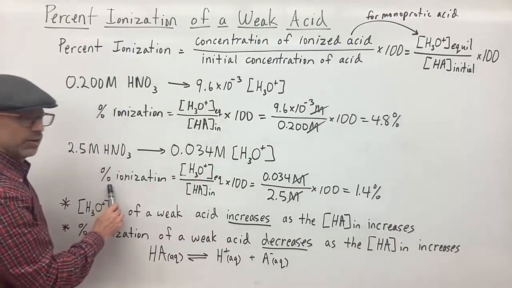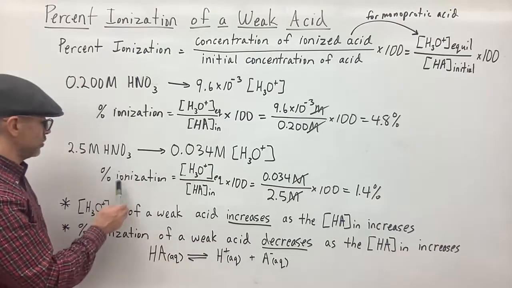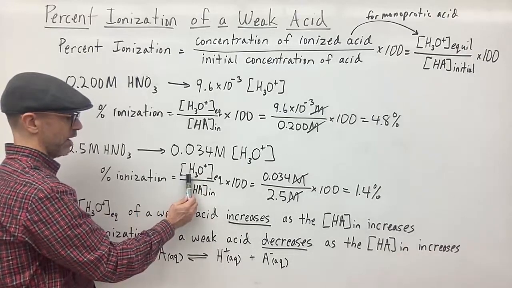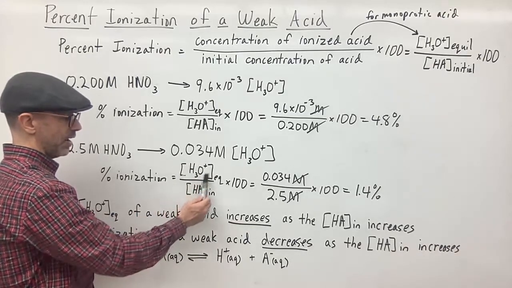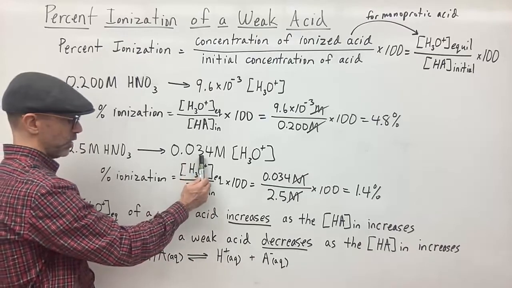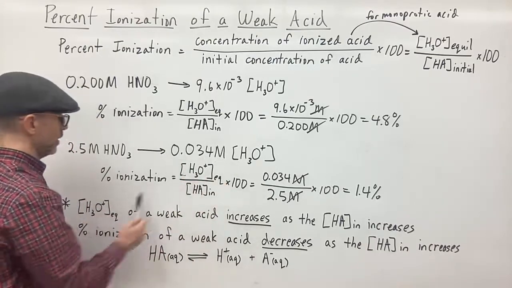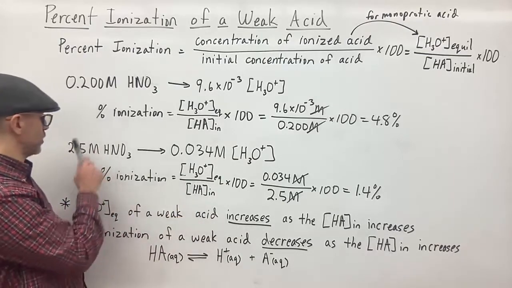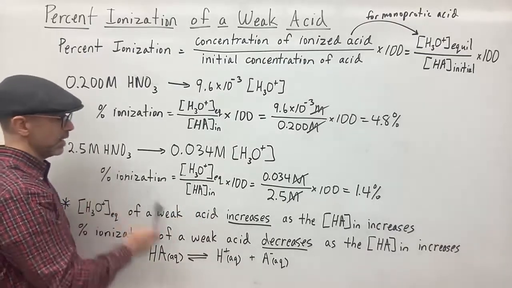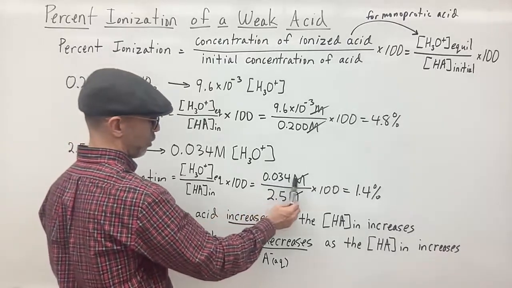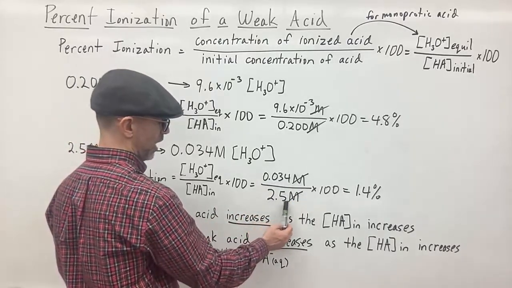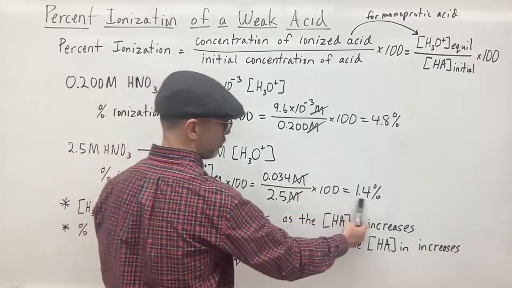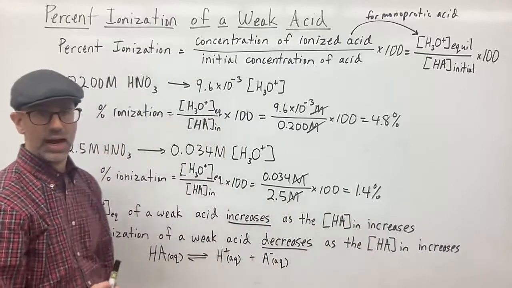But let's calculate the percent ionization. The percent ionization, again, is the concentration of our H3O plus ion at equilibrium, which is 0.034 molar, divided by the initial HA concentration of our acid, which here is 2.5 molar. So we take 0.034 molar and divide that by 2.5 molar. The molarities cancel out, multiply that by 100, and now you get 1.4% ionization.